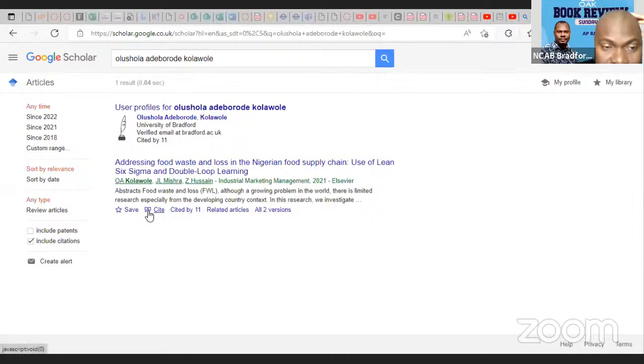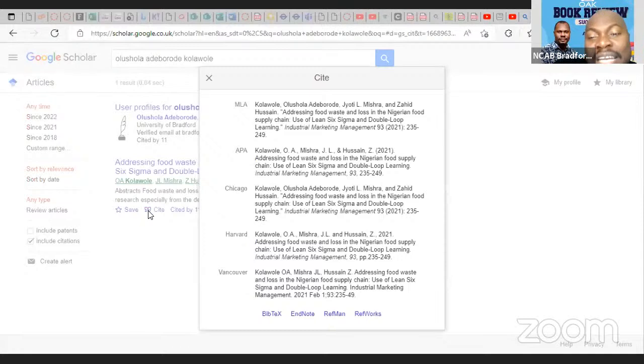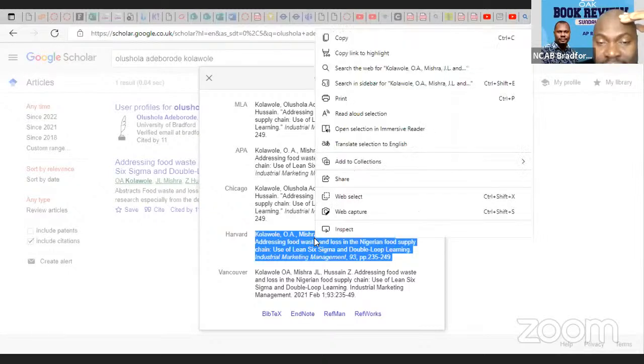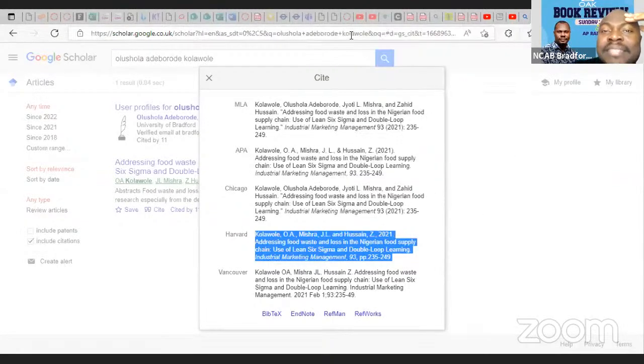If you look at sites, just click on sites. You will see the list of referencing styles. You will see Harvard referencing there. Just copy the Harvard referencing, then go and paste it into your Word document. It will give you the Harvard referencing style straight away, without you using EndNote. But we said EndNote is encouraged to help you organize your work. I'm just giving you the short way as well, that you can get Harvard referencing without using EndNote.